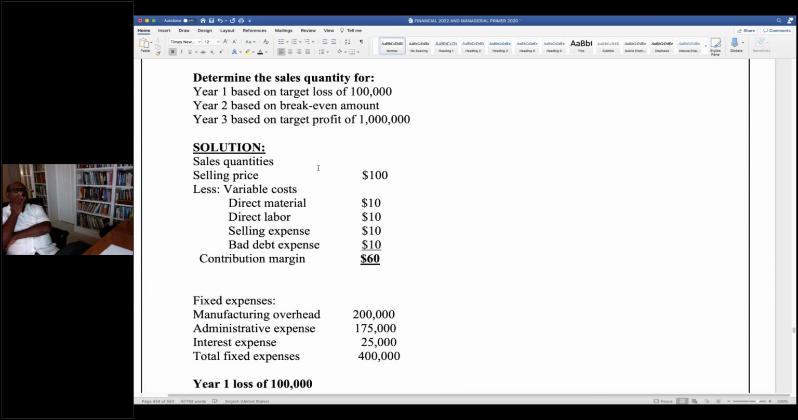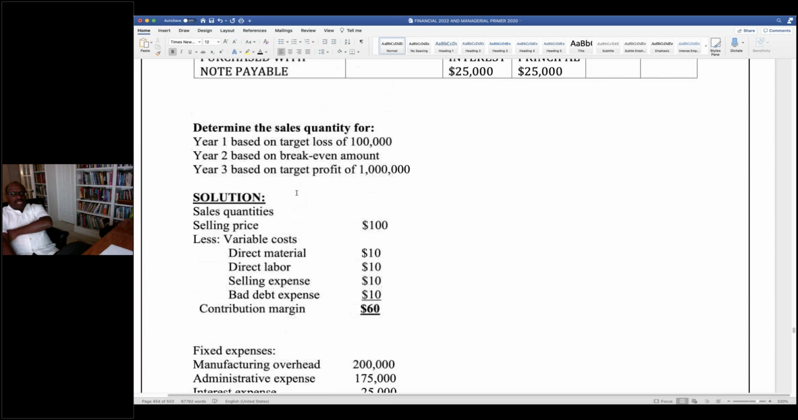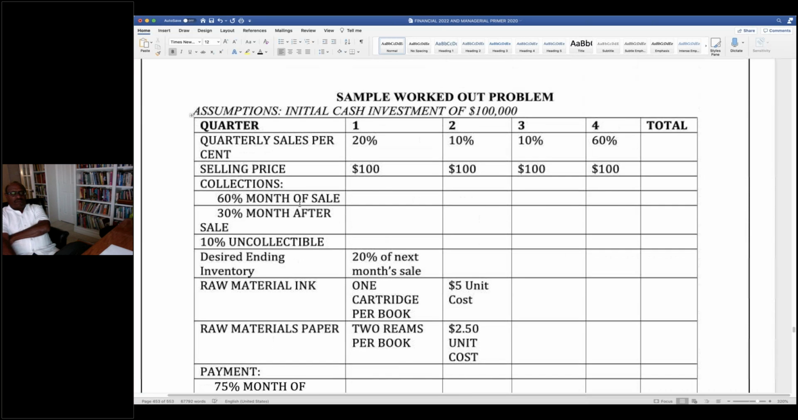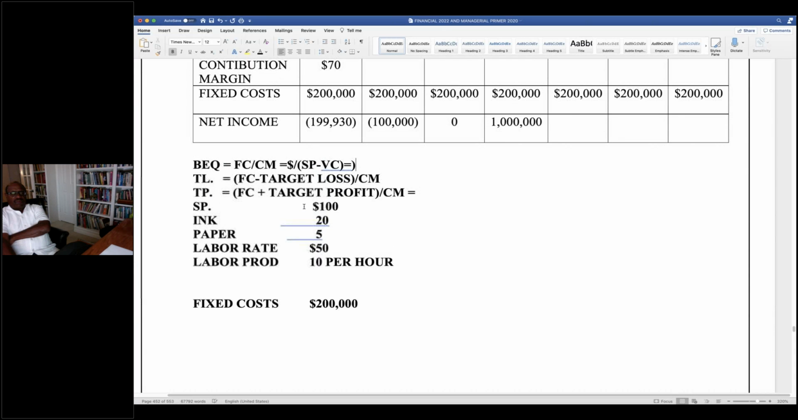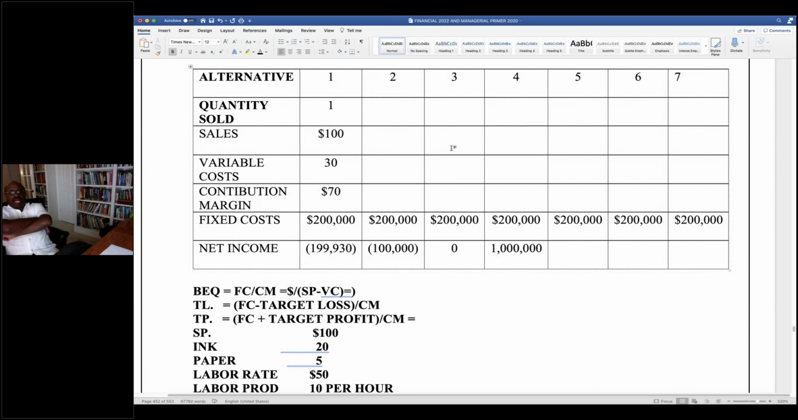So all projects will have variable costs: direct materials based on how many materials you're using, and labor. You have a selling expense and a bad debt expense. Then you have manufacturing overhead, administrative expense, and interest expense. So you need to begin to work on those. But the starting point is you've got to be able to do this chart for your project. And of course, those costs have to be right.